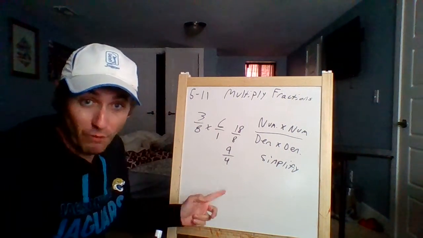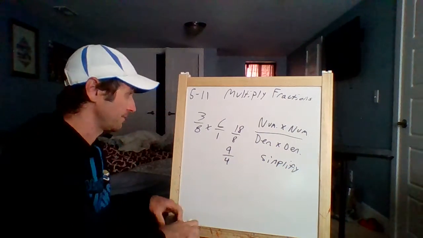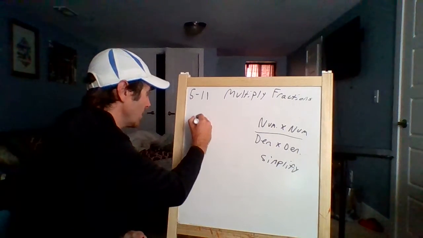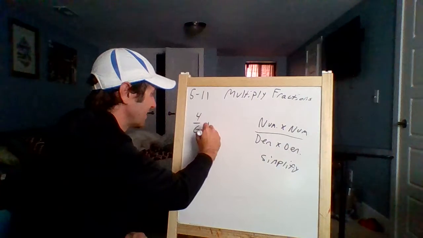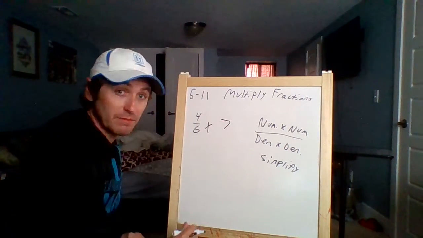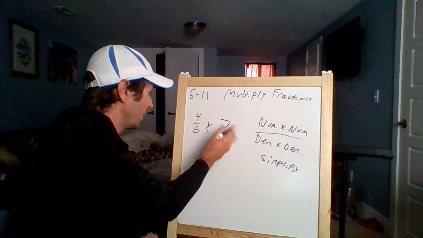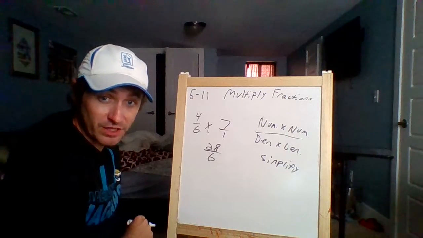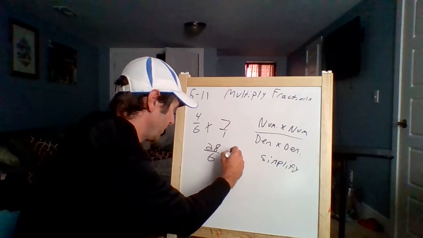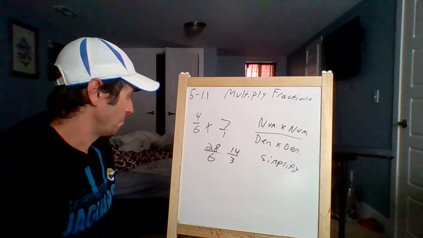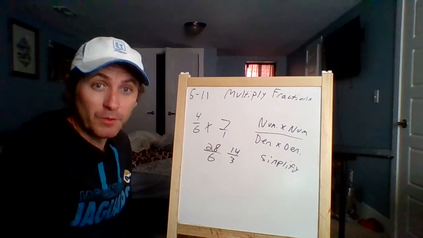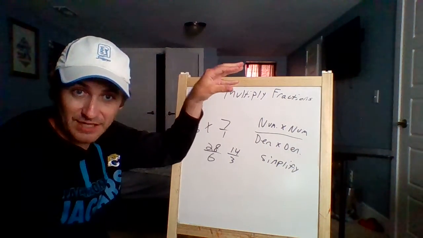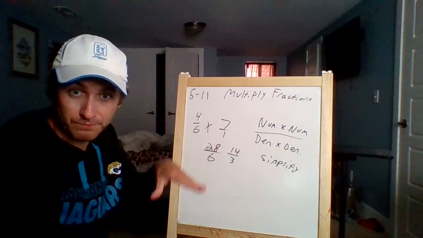Top times the top, over bottom times the bottom. Simplify. Numerator times numerator, over denominator times denominator. 4/6 times 7. 4 times 7, 28. 6 times 1, 6. Are they both even? Yep. Simplify it. 14/3. Numerator times numerator, the top times the top, over the denominator times the denominator. Top times the top, over bottom times the bottom. Simplify.